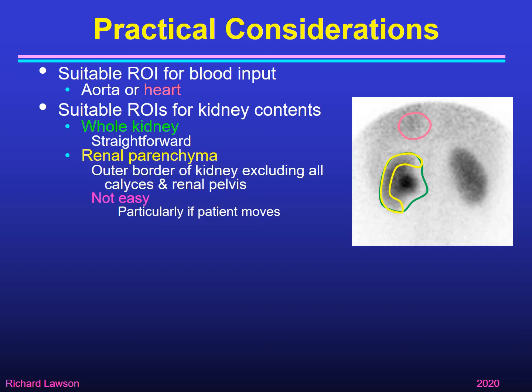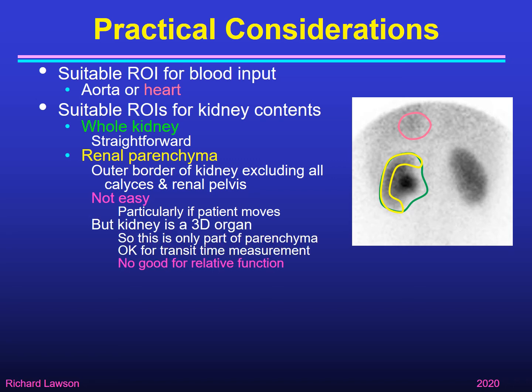But we also need a region of interest over the renal parenchyma, that's the cortex and the medulla. So it's just going to be the outer border of the kidney, excluding all the calyces and renal pelvis, because we don't want activity from the collecting system to contaminate this region of interest. So that's going to be a much harder region to draw. It's going to be just a thin border around the outer part of the kidney there, and that's not going to be easy, particularly if the patient moves, because we don't want any of the calyces moving into that region of interest.